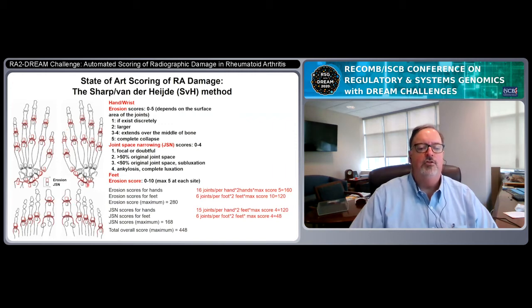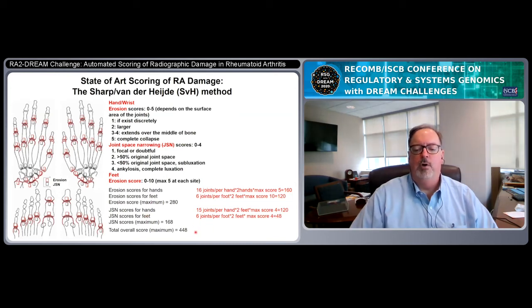And these are the joints that are scored in the hands, wrists, and feet. The maximum score is 448 for very severe damage. For completely normal films with no damage from rheumatoid arthritis, the score is 0. And you can see how this breaks out for erosion scores in the hands and feet and joint space narrowing scores in the hands and the feet shown here.